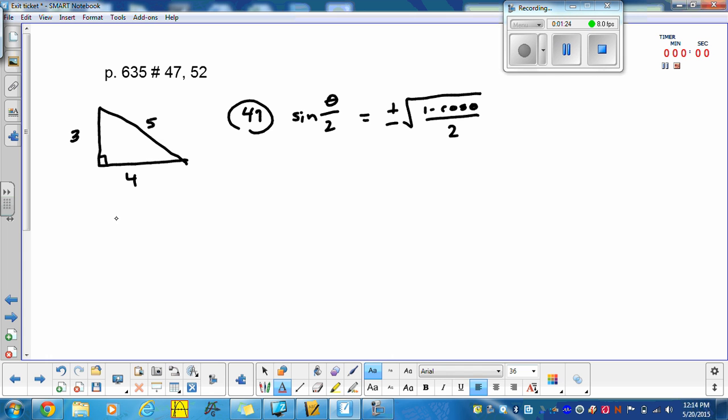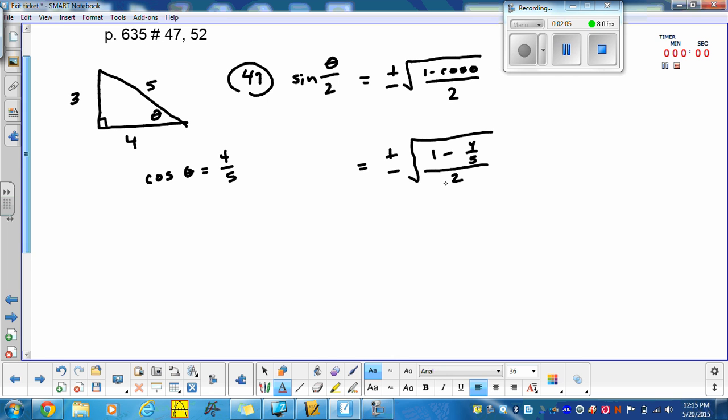So in this particular problem, I want to remind you that this is theta, so the cosine of our angle is adjacent over hypotenuse, which is 4/5. So we'll plug this into the formula, and we're going to keep the plus or minus because it didn't give us any indication about what quadrant this is in. So it will have two answers, one plus and one minus. So this is going to be 1 minus 4/5, and the 2 is also under the radical. So just be aware of that.